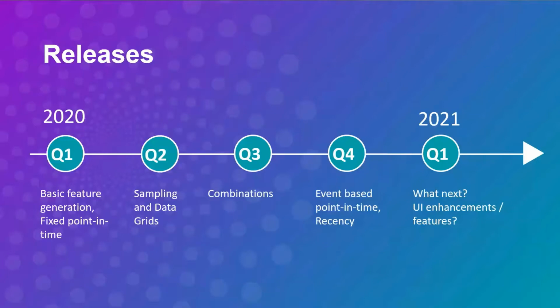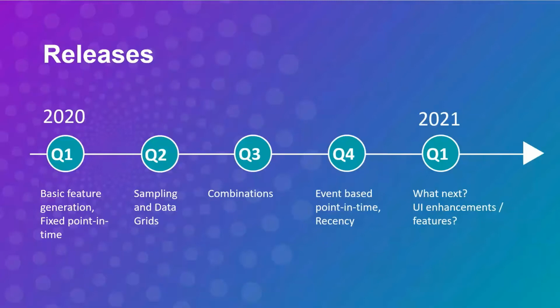There are improvements to that have been made in each of the subsequent releases, the Q2 and Q3 releases, where we introduced the ability to run sampling, for example, and I'll try and remember to show you how to set that up. In Q3, we introduced combinations. That's the sort of X and Y purchases we just saw on the chart.